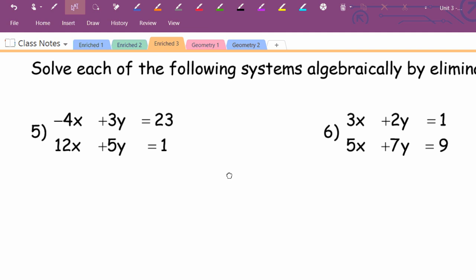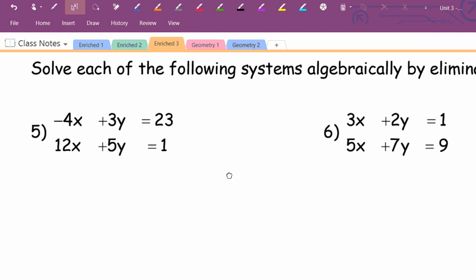Do I have opposite numbers in front of either the x's or the y's automatically? No. I don't have a -4 and a +4, or a 3 and a -3, or a 12 and a -12, or a 5 and a -5. So we've got to make that happen. The only way that you can make it happen is by multiplying your equations. You can do one or both to cause opposite coefficients to happen.